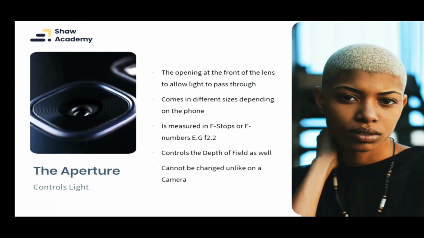But it cannot be changed, and this is one of the key differences with our phones compared to our cameras, our DSLRs, our mirrorless cameras, is that we cannot change the aperture on a phone. This can make capturing depth of field, shallow depth of field, a little bit tricky, but there is ways to overcome it, as we will see.